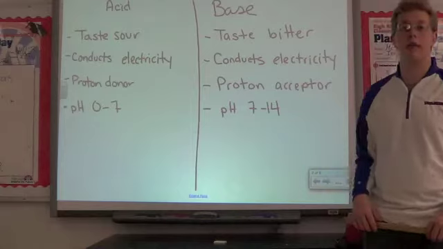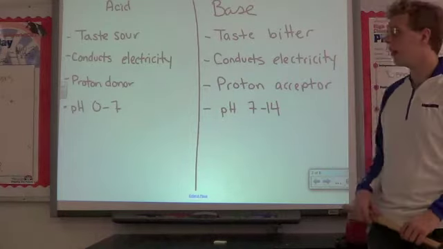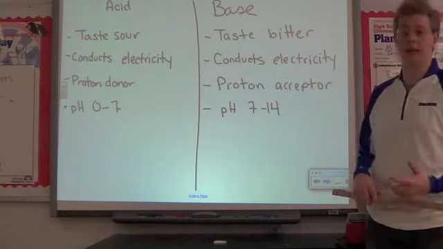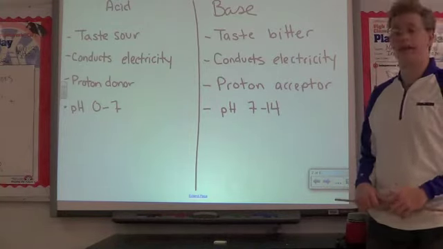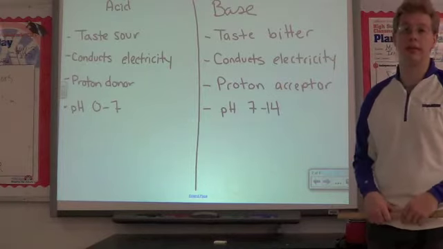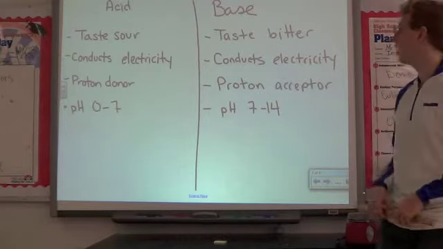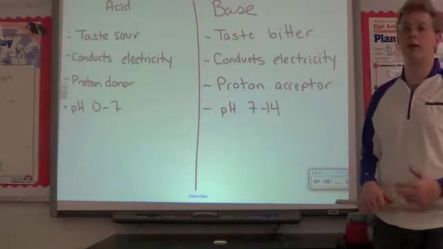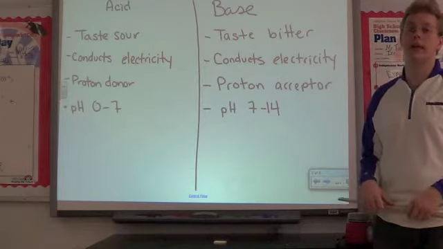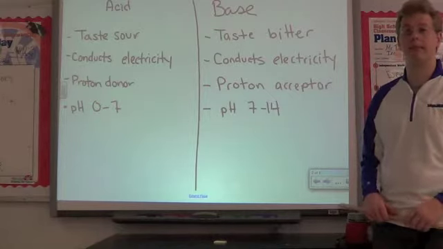To begin with here, I have a T-chart that's just showing you how acids and bases compare. An acid tastes sour when you taste it. It conducts electricity. It's considered a proton donor and it has a pH between 0 and 7. Okay, and we'll go into that in more detail here in a second. Bases, on the other hand, are bitter. They also conduct electricity though. They're proton acceptors and they have a pH between 7 and 14.